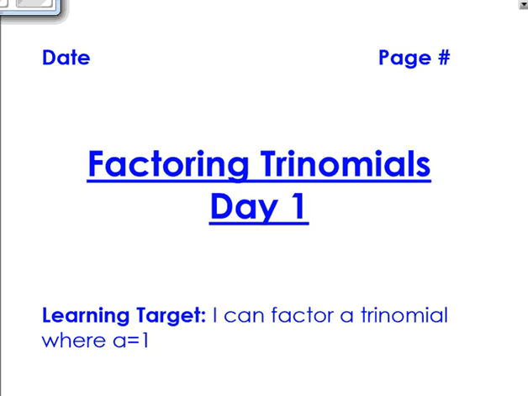Today we're going to be factoring trinomials. So when we're factoring trinomials, in all of these, it says A is 1, and that'll make more sense in a minute. Remember, the word trinomial means it's going to have 3 terms. So these are all going to be trinomials, polynomials with 3 terms.